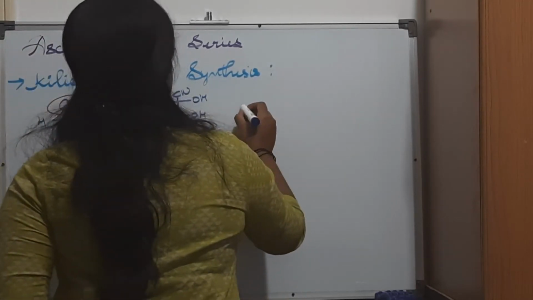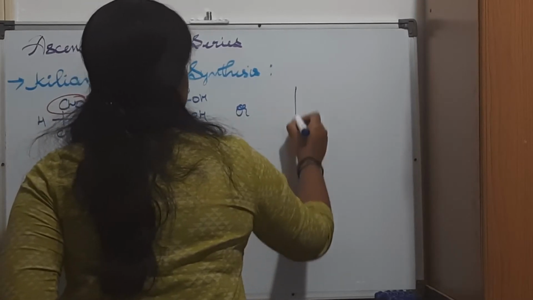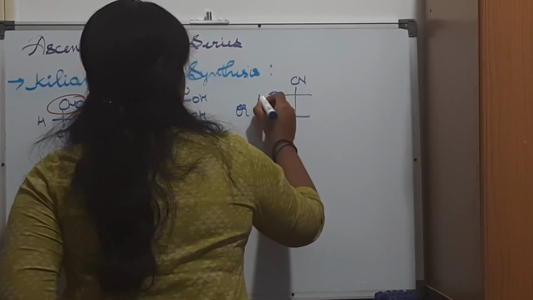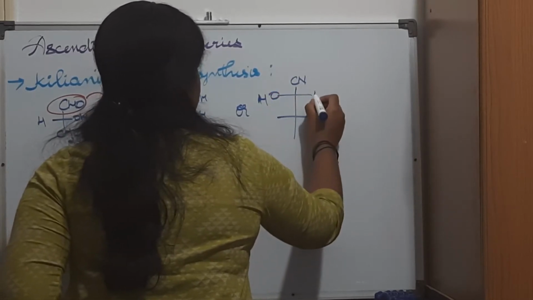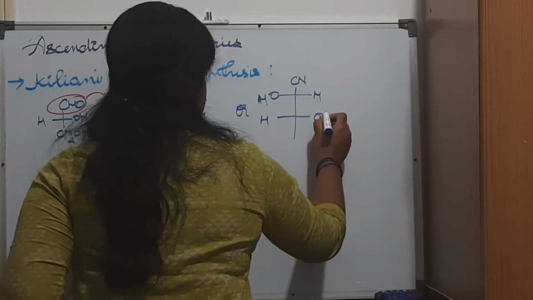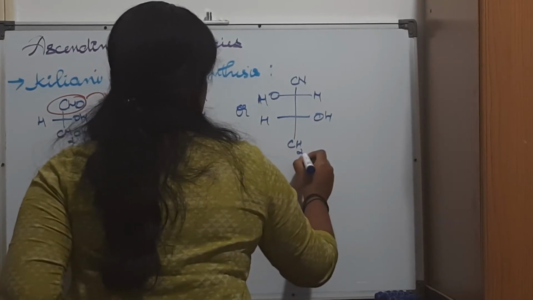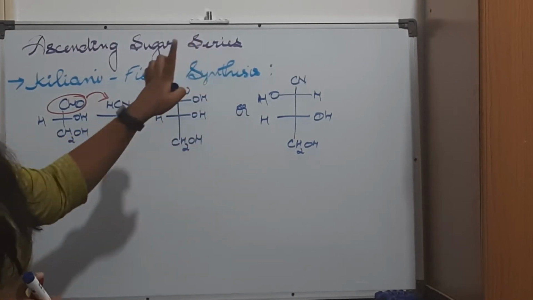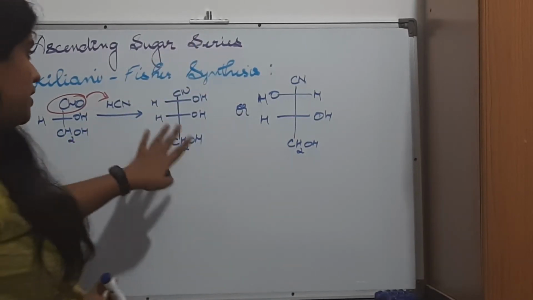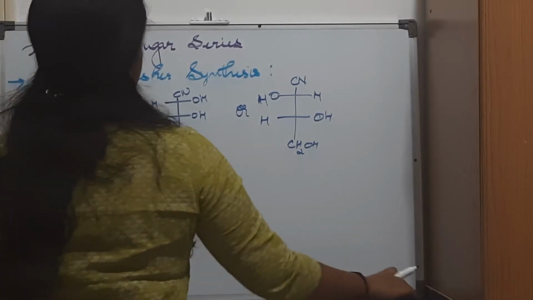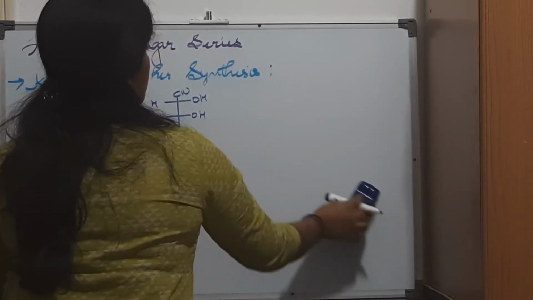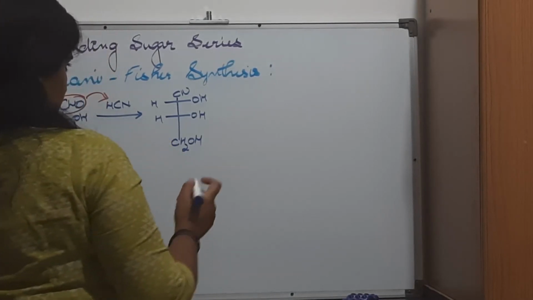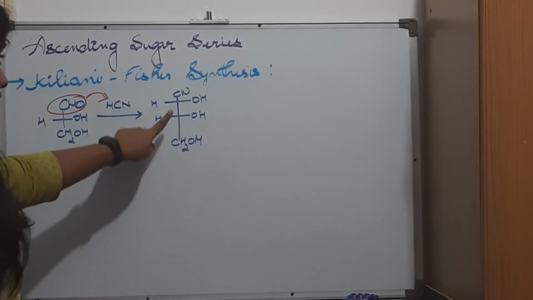Or there is also one more possibility where the H and OH can be in the reverse direction. That is CN, OH H, then the bottom portion H, OH and CH2OH. Right, two possibilities are there. And now let us just consider for the time being this particular one, with H on the left and OH on the right, and carry forward with this Kiliani-Fischer synthesis reaction. If I move forward with this reaction, next what should I do? Now already chain lengthening has happened.